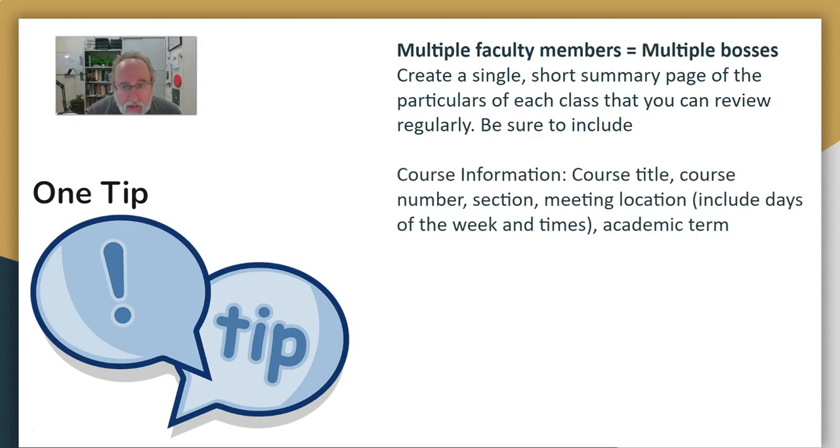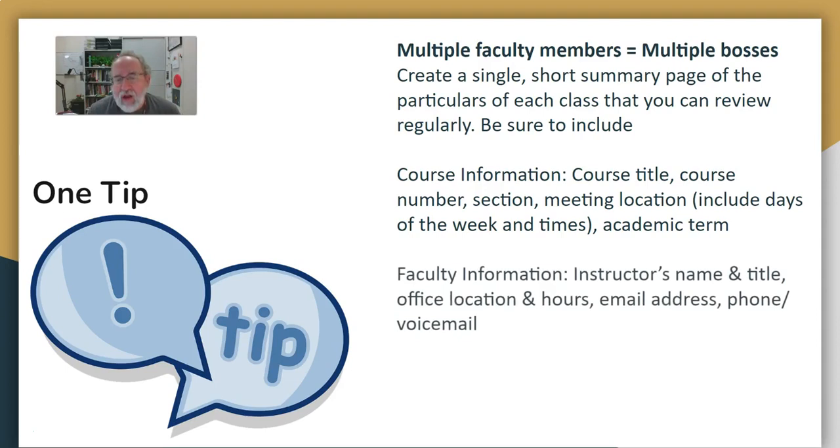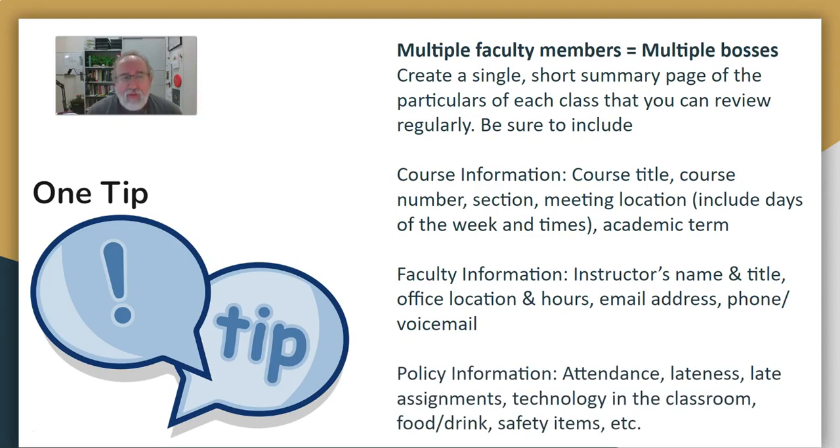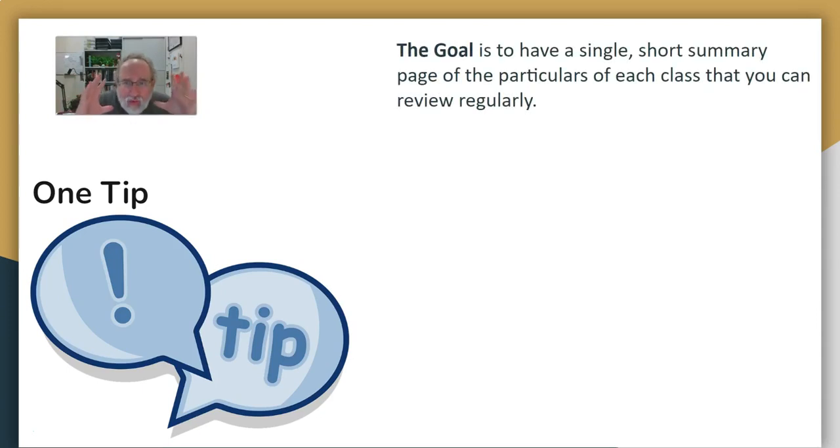Course information, like course title, section numbers, academic terms. That's just stuff to have. But also faculty information, like the instructor's name and title, their office hours, email address, phone numbers, voicemail. Capture all that stuff. And then policy information about attendance and lateness and late assignments, tech in the classroom, food or drink, and safety. Get that policy information there too. Now you can do this in writing or in an electronic form, but you should have it so you can glance at it pretty quickly. You want this short summary of the particulars of each class so you can review it regularly and quickly.